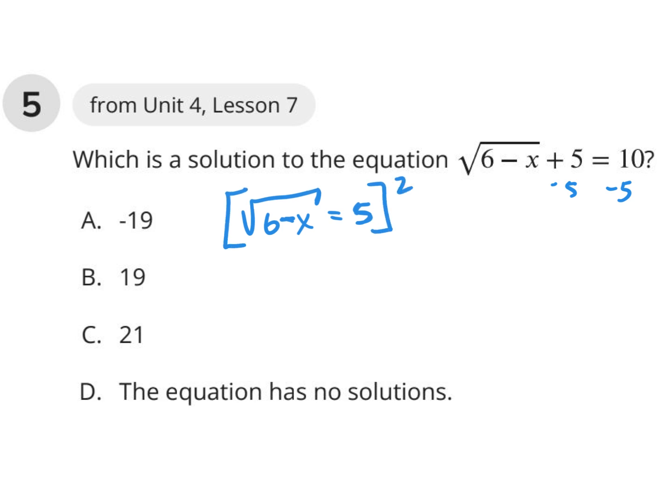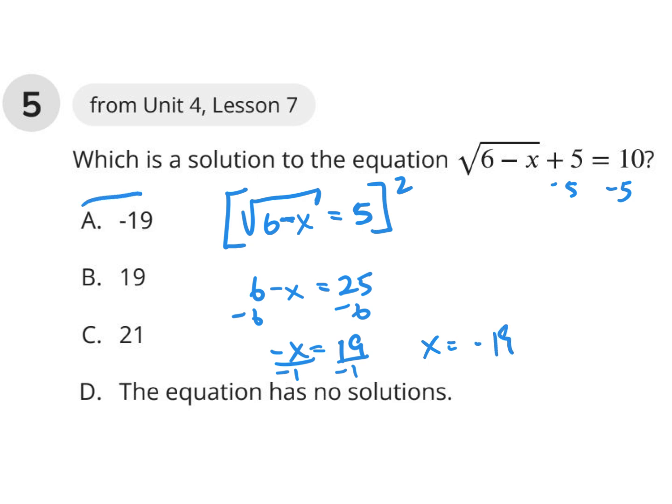So we square it. The 6 minus x pops out. We get 25. We subtract 6 from both sides. Negative x equals 19. Negative x means -1 times x. So in order to get rid of the negative, we've got to divide by -1. And x equals -19. And that makes A the proper answer.